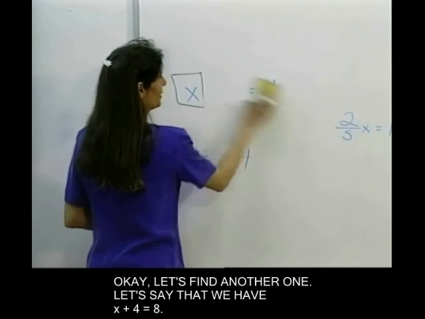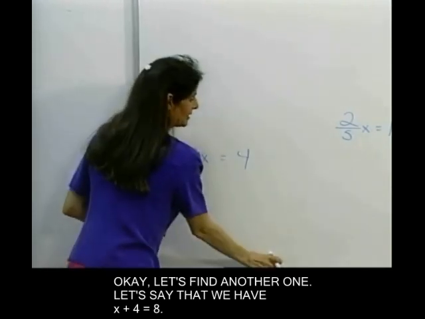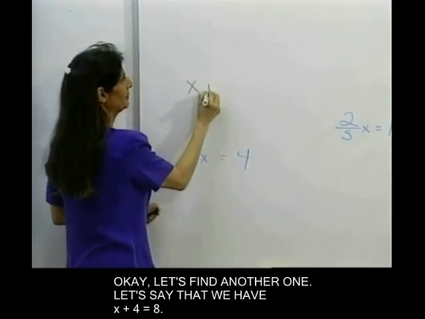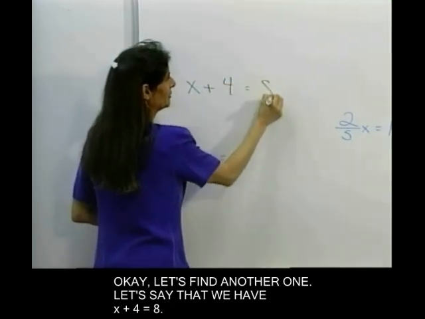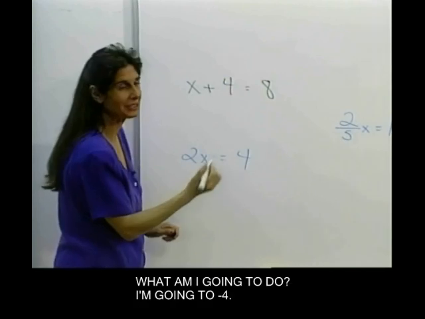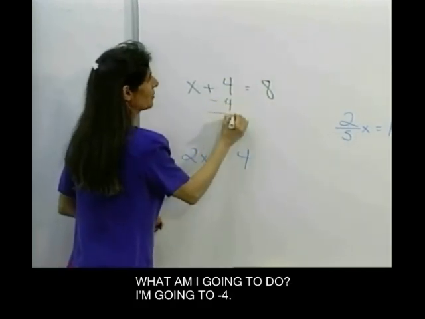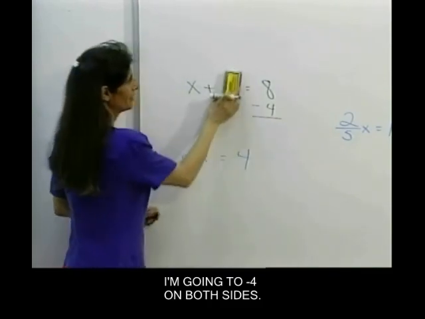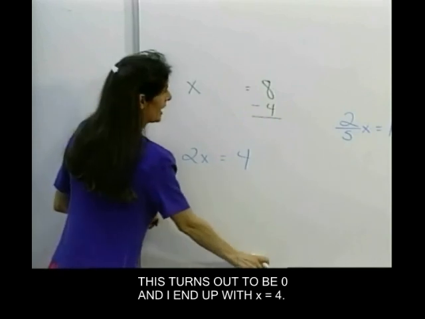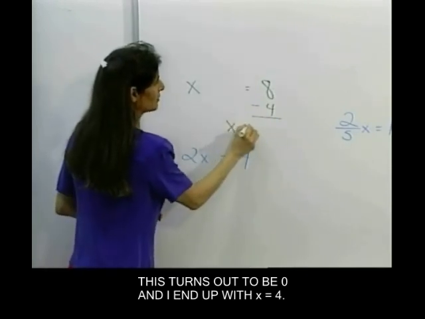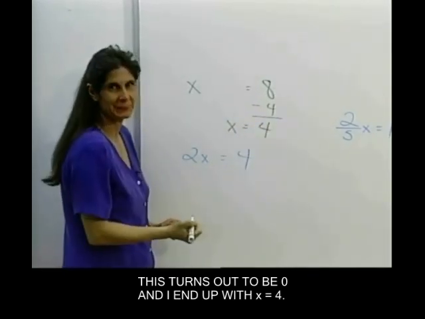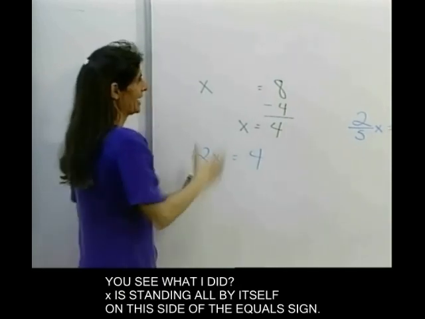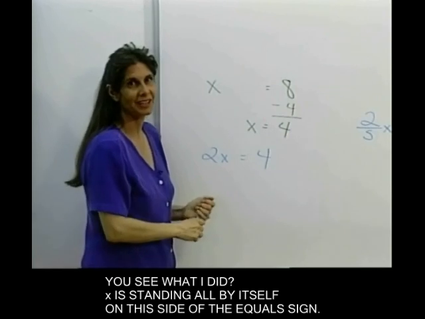Okay. Let's find another one. Let's say that we have x + 4 = 8. What am I going to do? I'm going to subtract 4 on both sides. This turns out to be 0, and I end up with x = 4. You see what I did? x is standing all by itself on this side of the equal sign.